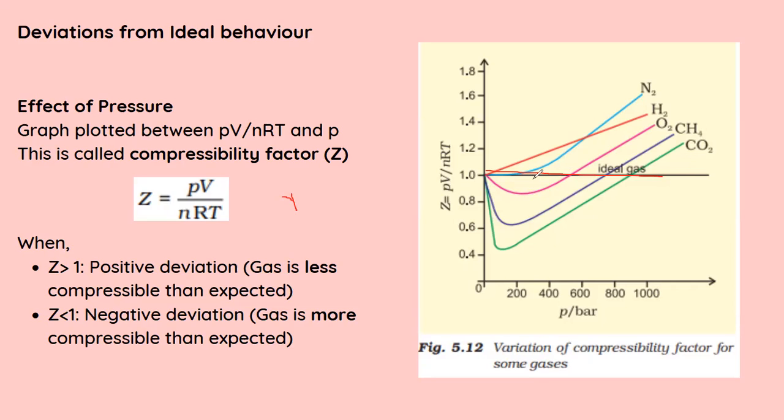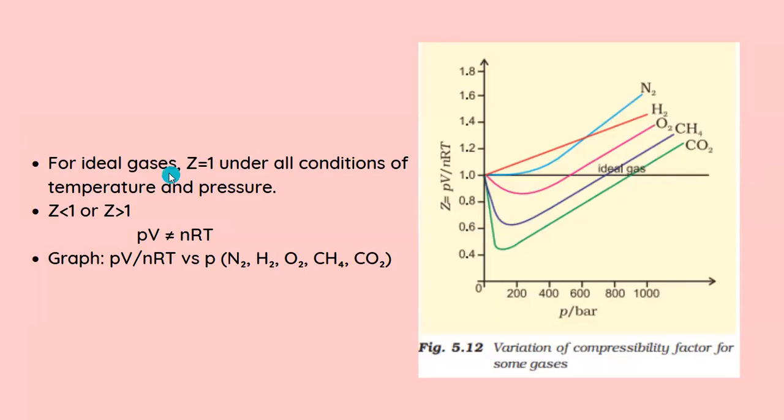On the other hand, when the value of Z is lesser than 1, here we have a negative deviation. And in this case, the gases are more compressible than what we expect them to be. So for ideal gases, Z is going to be equal to 1 under all conditions of pressure and temperature, and because of that we get the ideal gas equation, PV equals nRT. Now, I told you that there are two cases: Z is greater than 1, and Z is lesser than 1.